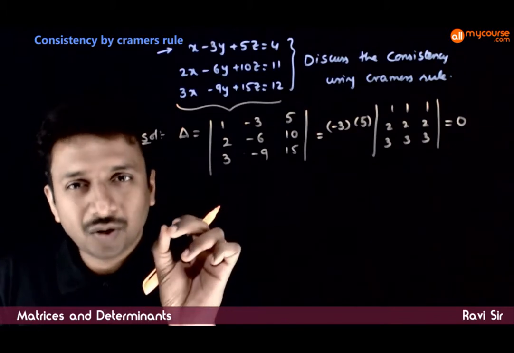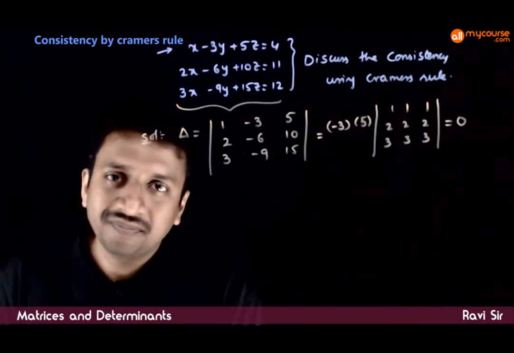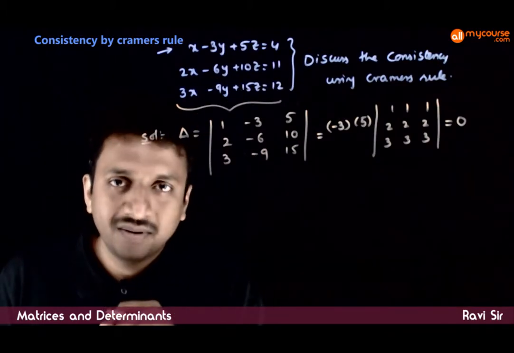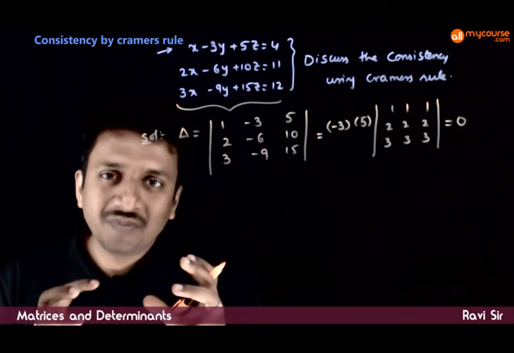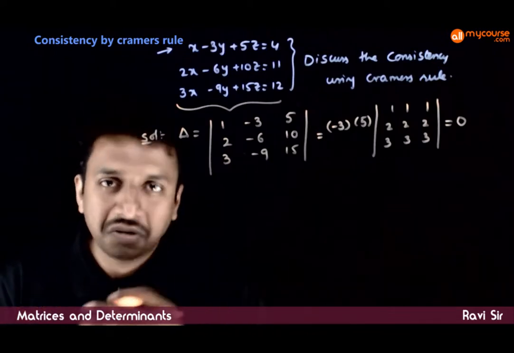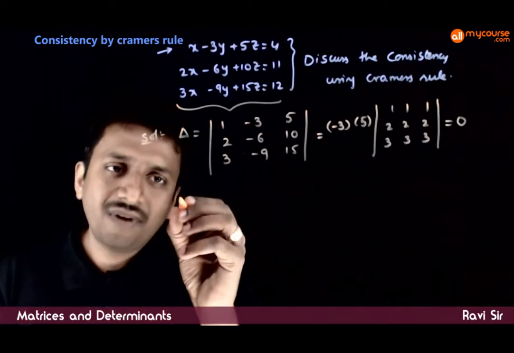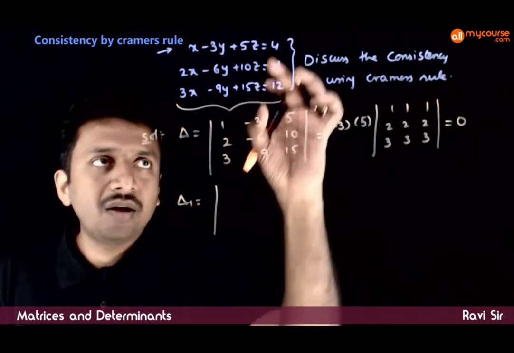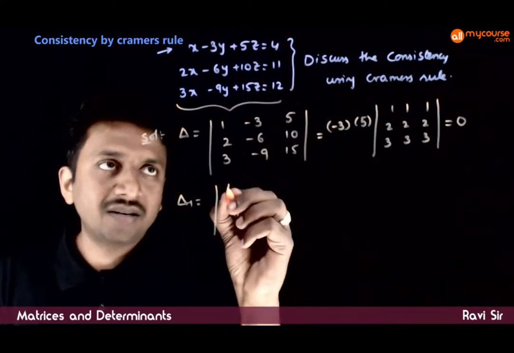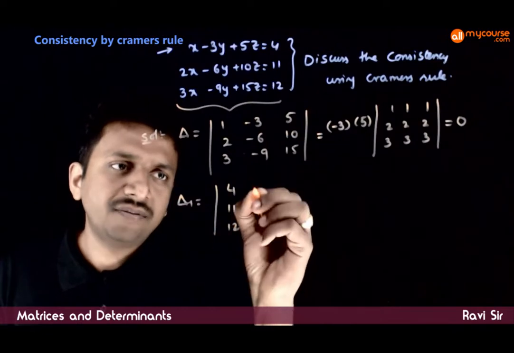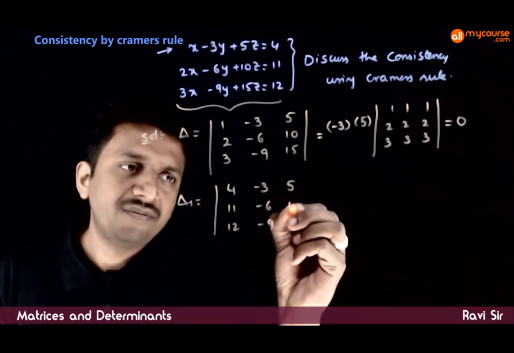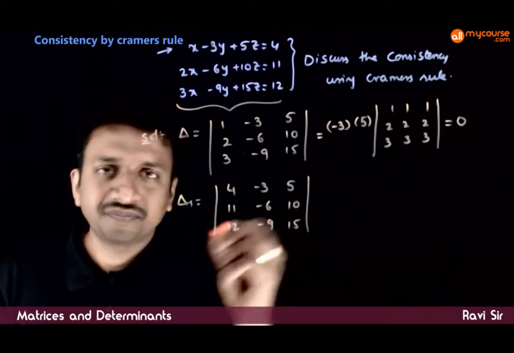Now the unique solution part has been eliminated. That means this set of equations does not have a unique solution. Now the comparison is between infinite solutions and no solution. So now let us find delta 1. For delta 1, you replace the first column with the constant matrix 4, 11, 12. The remaining are minus 3, minus 6, minus 9, 5, 10, 15.